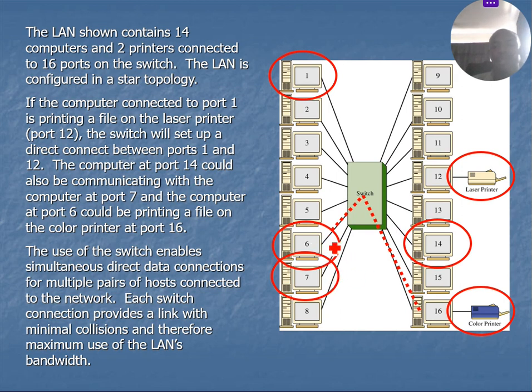The computer at port 6 could be printing a file from the color printer at port 16. So this connection is now established between 6 and 16. The computer connected to port 16 is printing using the switching technology, using their MAC addresses to make this decision.